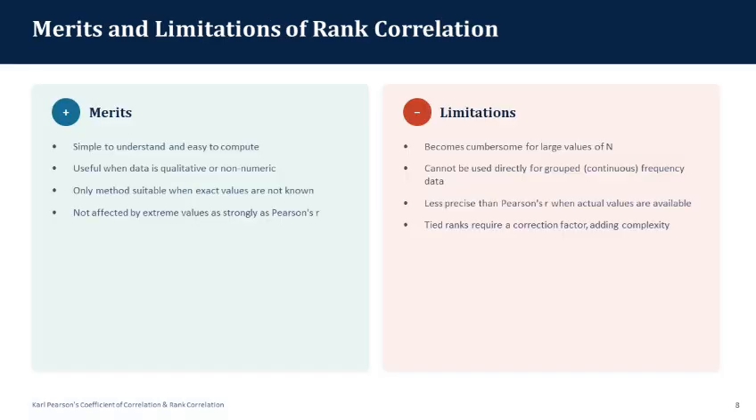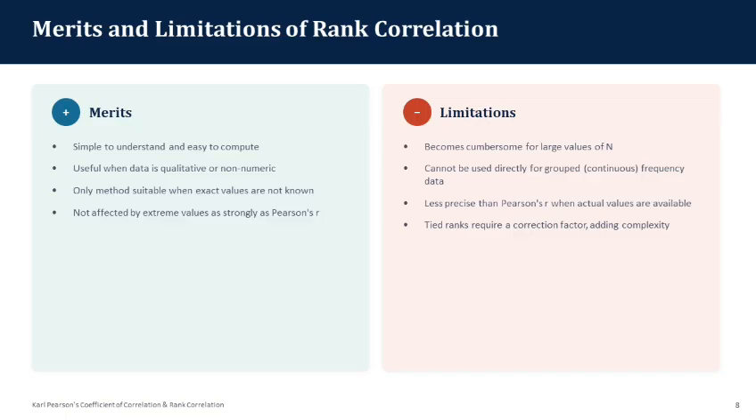Coming to the merits and limitations of rank correlation. Merits: it is simple to understand and easy to compute. Useful when data is qualitative or non-numeric. It is the only method suitable when exact values are not known. It is not affected by extreme values as strongly as Pearson's r is.